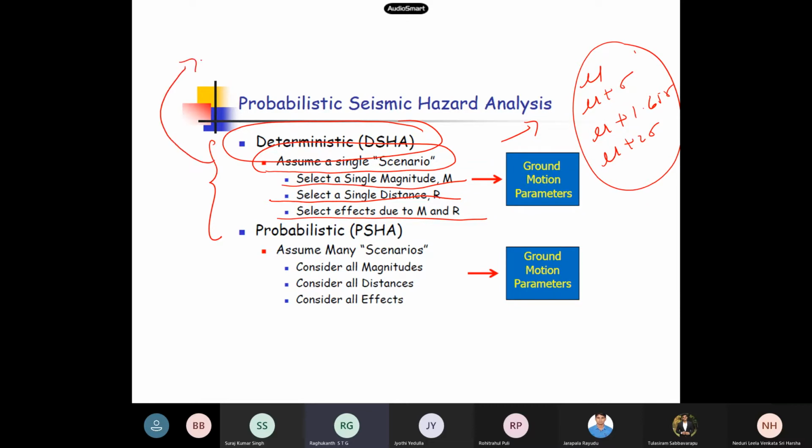So here the uncertainties in the GMPE are considered. The uncertainty in the ground motion equations is considered in the analysis. This is the older concept you followed, right? And now people are also using this PSHA itself.